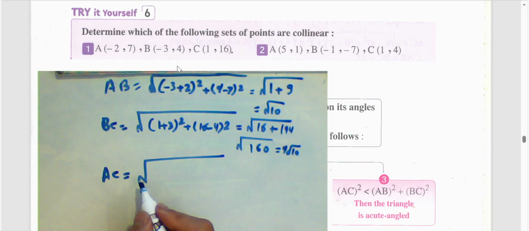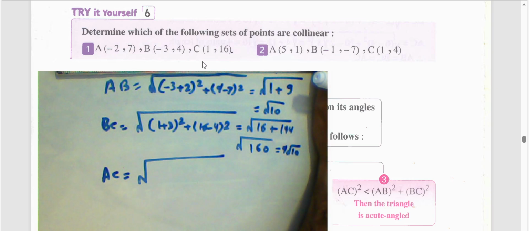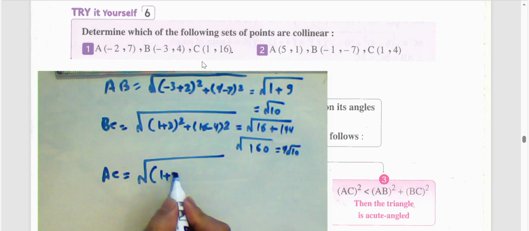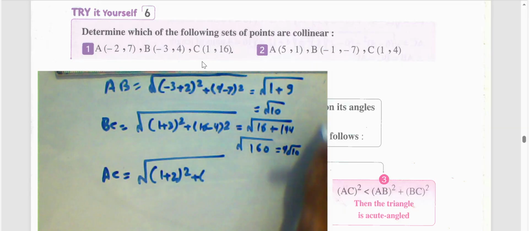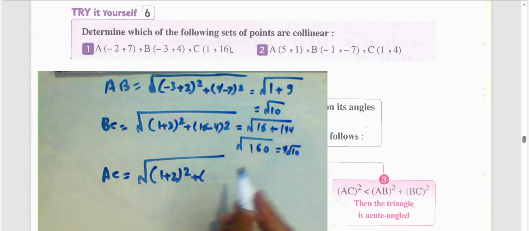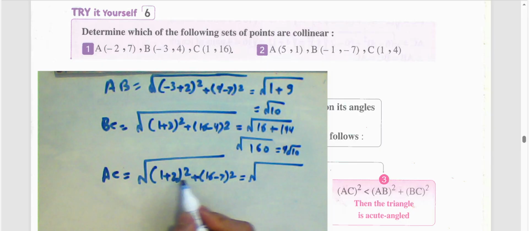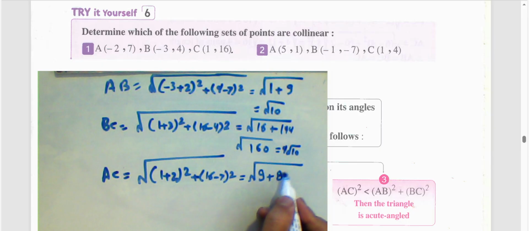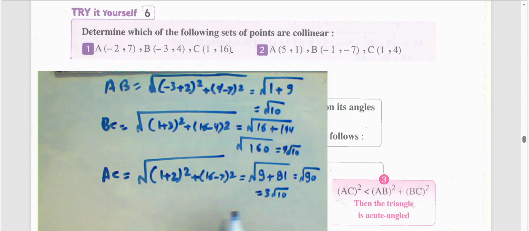And BC, equal to B and C here. We can write 1 minus minus 2, 1 plus 2, all power 2, and 16 minus 7, all power 2. 1 plus 2 is 3, 3 power 2 is 9. 16 minus 7 is 9, 9 power 2 will be 81. 81 plus 9 will be 90. The result will be 3 square root of 10.